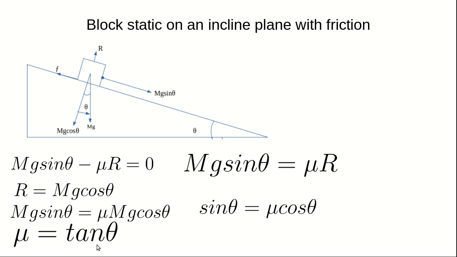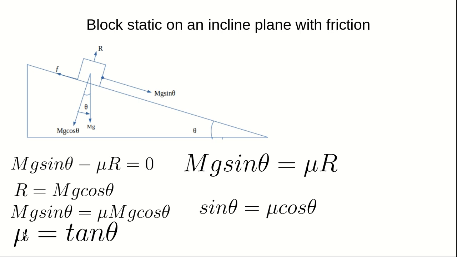mu equal to tan theta. So for this scenario where the block is static or moving at a constant speed, the coefficient of friction can be equal to this particular one. I hope that's okay. When it is static, this will be the coefficient of static friction. When it is sliding, this one will be the coefficient of what?